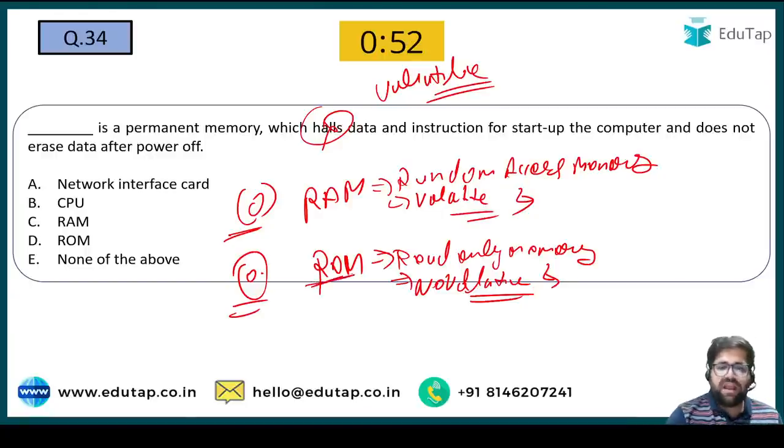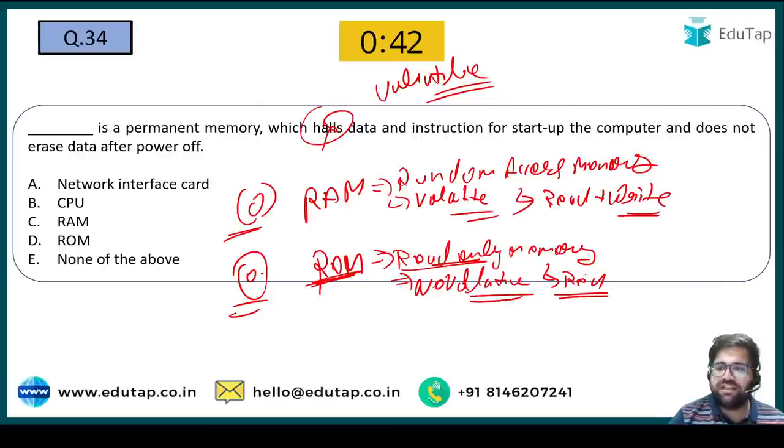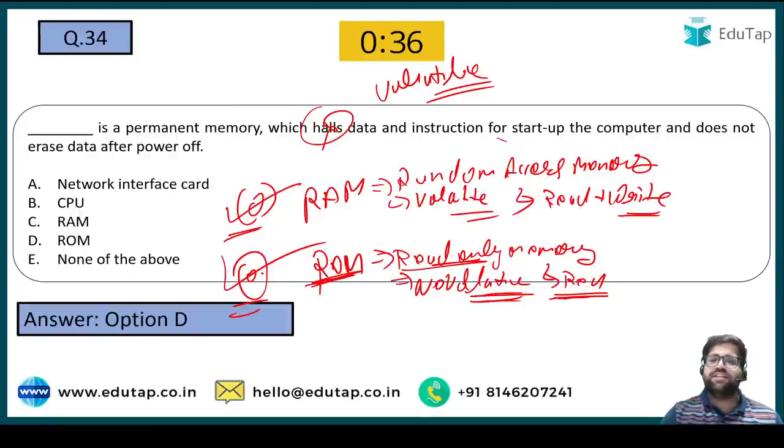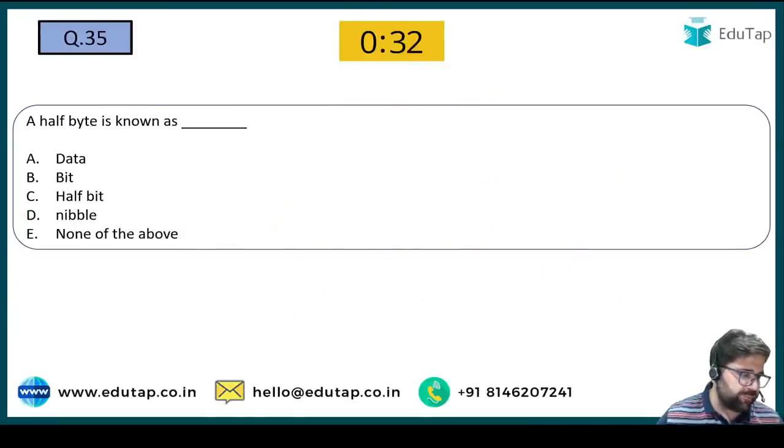Yes, on ROM, my friends, I can only read. That's why the acronym is read only. But in RAM, I can read plus write. Please note this particular thing. This is really very important. So here the correct answer will be option D, which is needed for startup of computer. So this is your ROM.